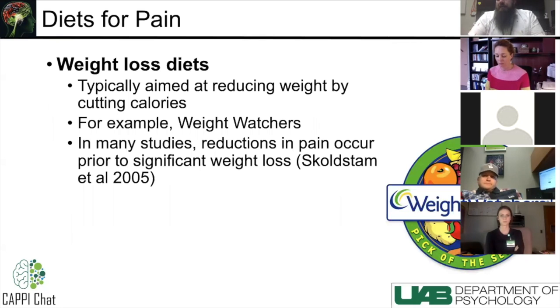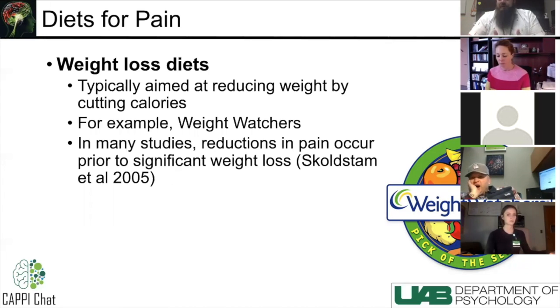So the first are the weight loss diets. And so most of the time when people think about diets, these are the sorts of diets that they're talking about. So either reducing calories or portion sizes, these are aimed at losing weight. And again, thinking of that sort of machine model, you're decreasing what's going in and either keeping the energy expenditure the same or increasing it.